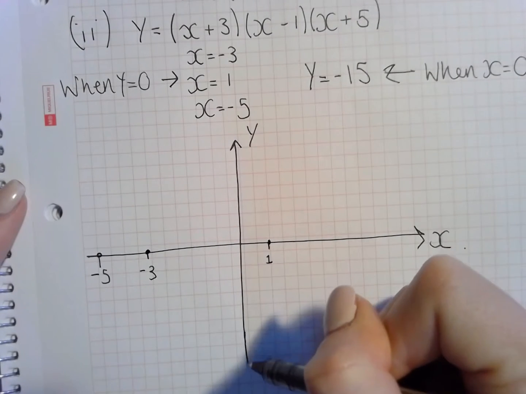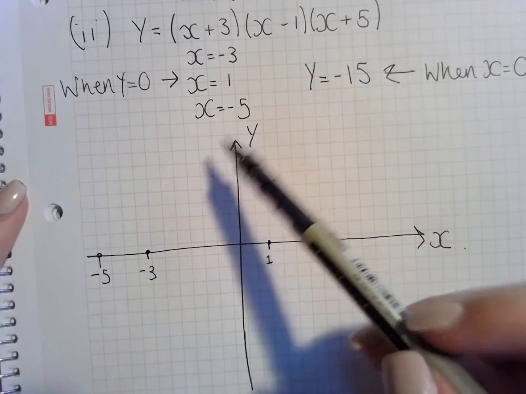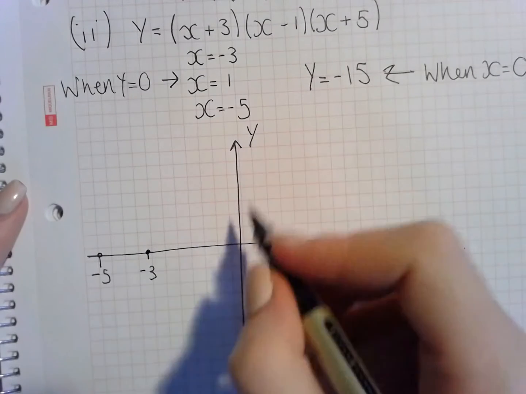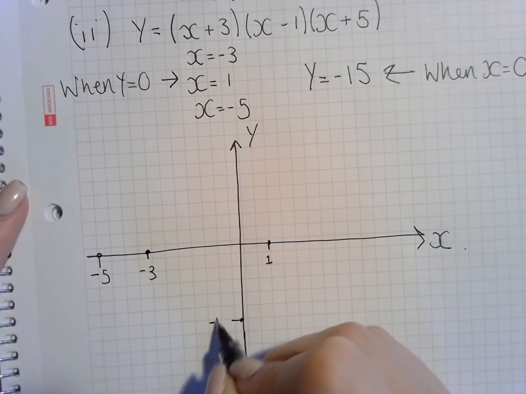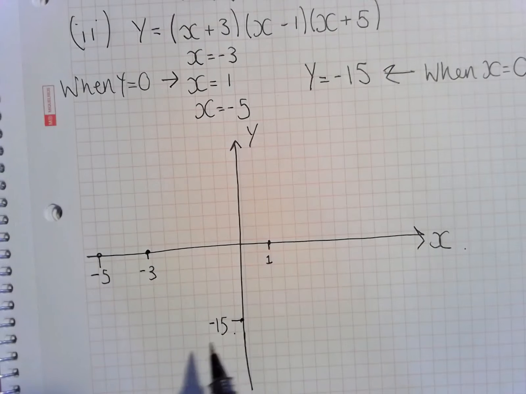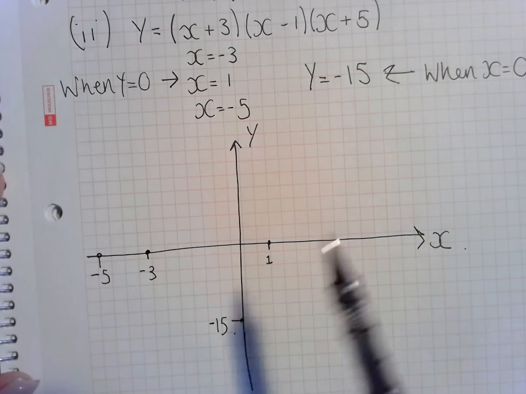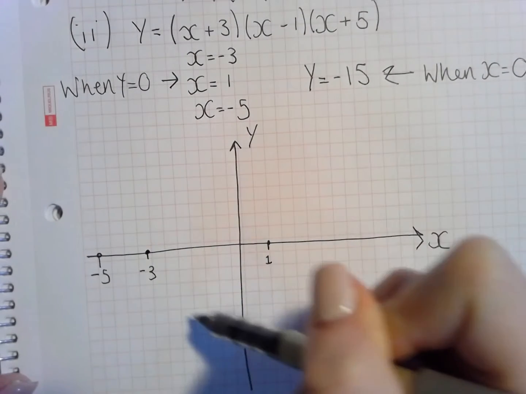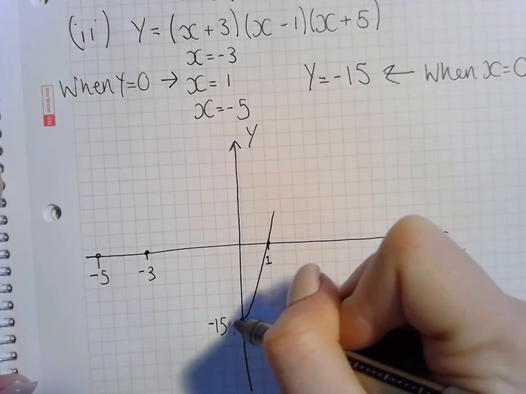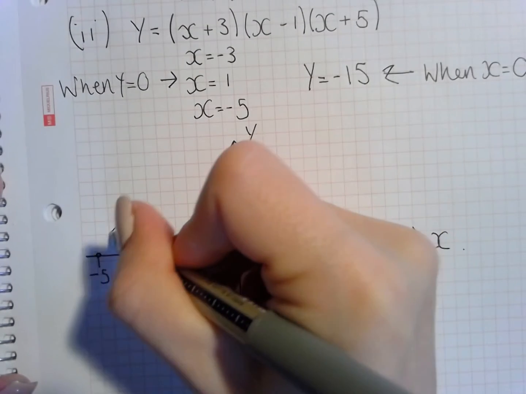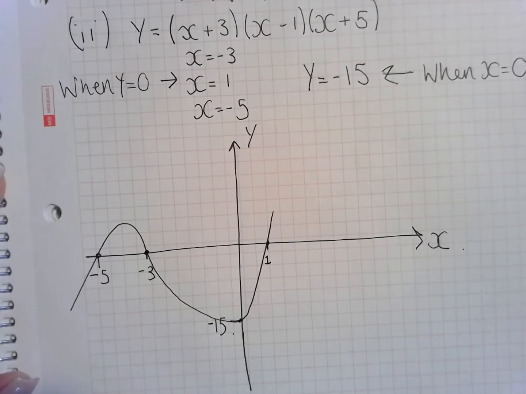And when x equals 0, y equals minus 15, so it's going to cross the y-axis. Let's just put minus 15 just here, even though it's probably not that to scale. It equals minus 15 down here, right? So because we know that the graph dips here, we know that this is going to be like this, and then it's going to come around like that. Okay? And that is the graph.